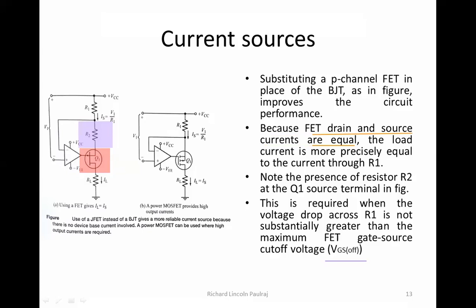Okay, fine. So we looked at what kind of voltages are here, and the current is equal to the drop across R1. In order to keep this voltage drop low across R1, I'm including one more resistor, called R2. Why am I doing that? So that the voltage between the gate and the source is higher than the voltage drop across R1.